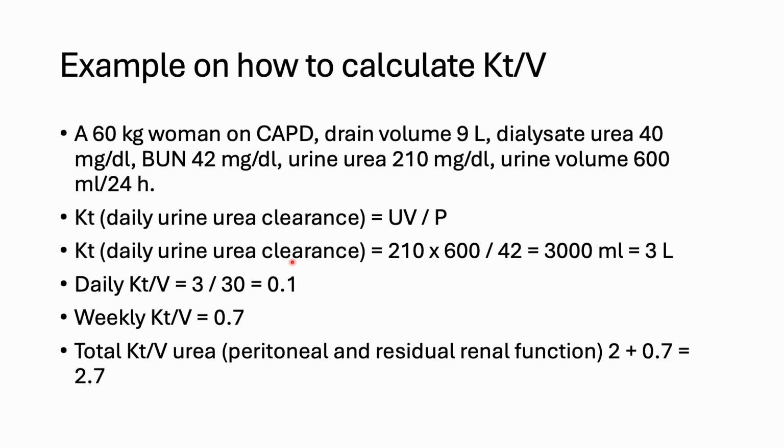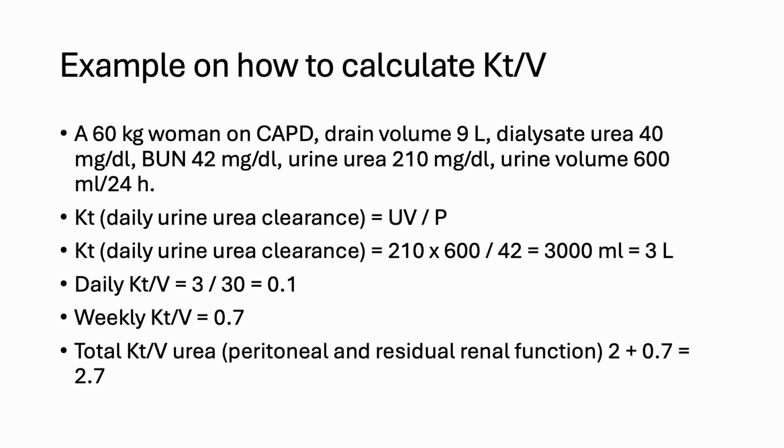Now, this 3 liters, we divide that by 30, the V. So now we got the KT over V. The V is the volume, and this is 60 divided by 2 is 30, so we get 0.1. Weekly, we multiply by 7, so we get 0.7. Now, total KT over V urea, meaning from peritoneal and residual urea clearance, is 2 plus 0.7, and you get 2.7.